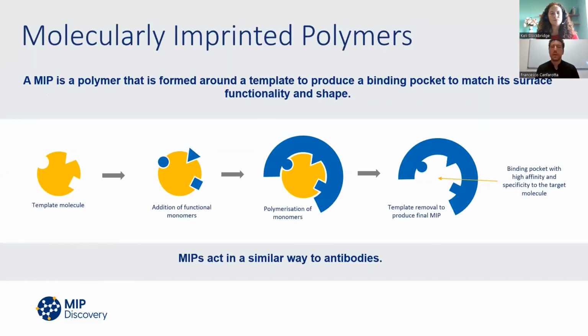So what are molecular imprinted polymers then? A MIP, which again stands for molecular imprinted polymer, is a smart polymer that is designed around a template molecule, a molecule that acts as a template to create an artificial binding site in the polymer. How the process of making a MIP works.